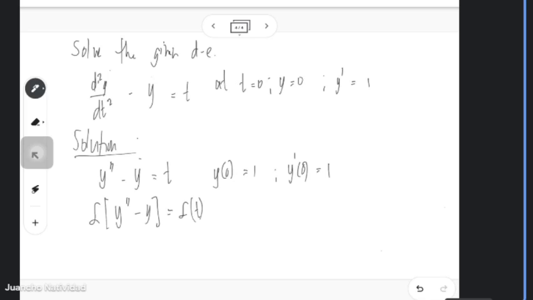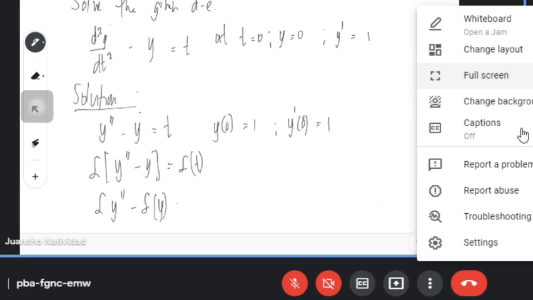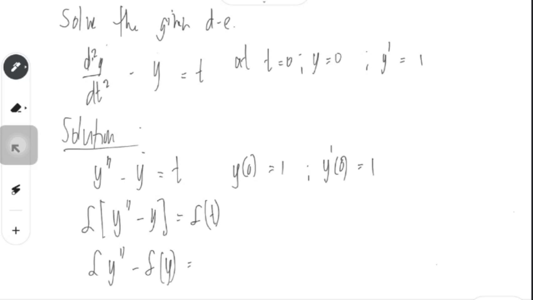40. Kukunin natin yung Laplace transform ng second derivative minus the Laplace transform of y, no? And the Laplace transform of t from the table. Laplace transform of t, 1 all over s squared. Okay?